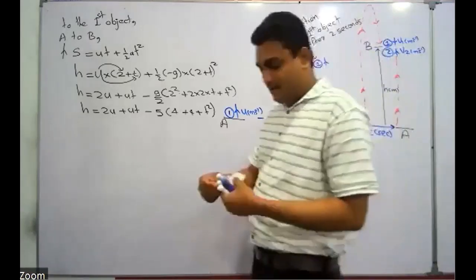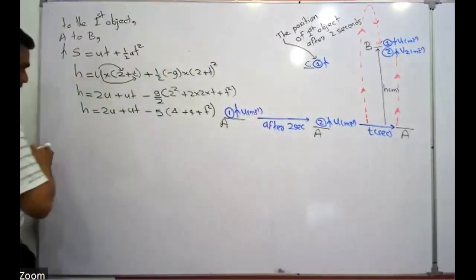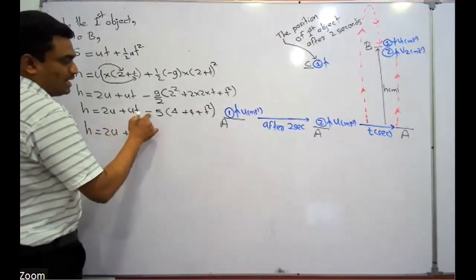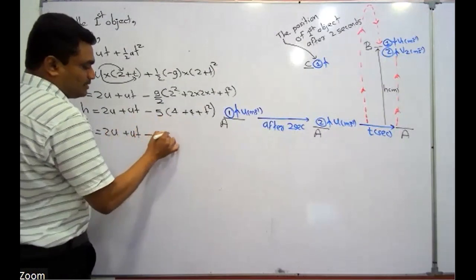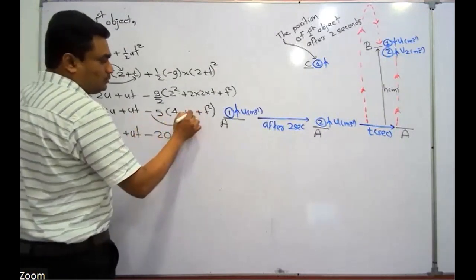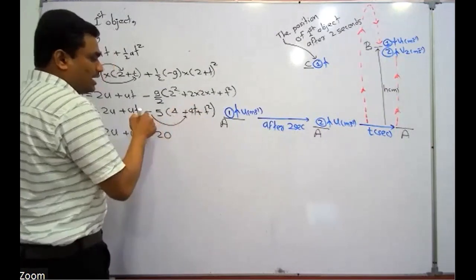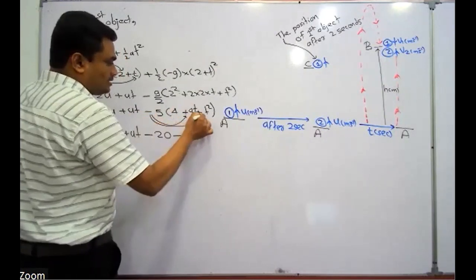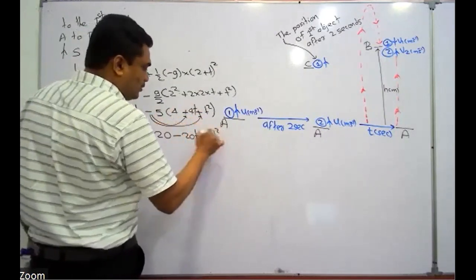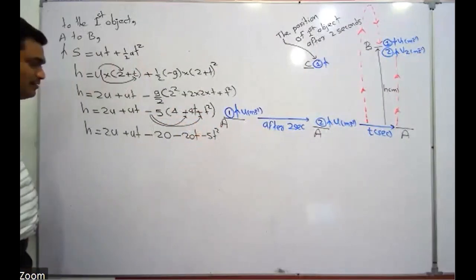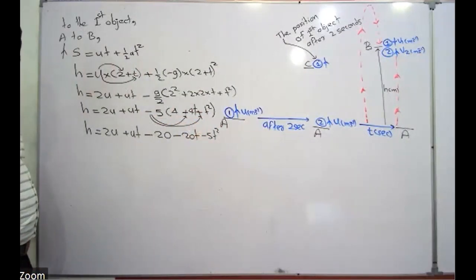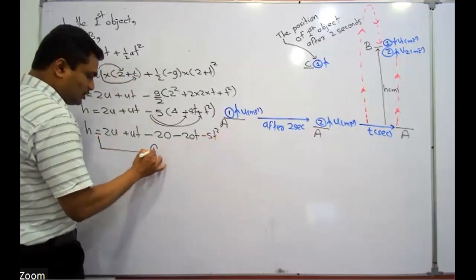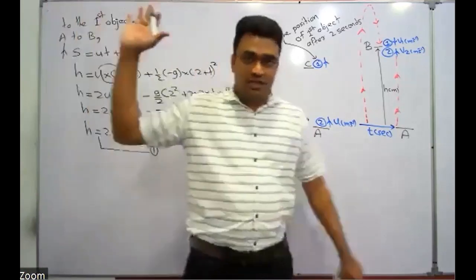If we remove the brackets, we will obtain H equals 2u plus ut minus 5 times 4, that is 20, minus 5 times 4t, that is 20t, minus 5t square. Can we cancel out even a single term? No, we can't. So let's name this equation number 1.